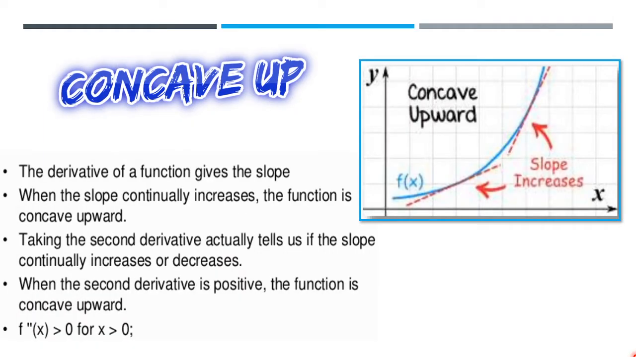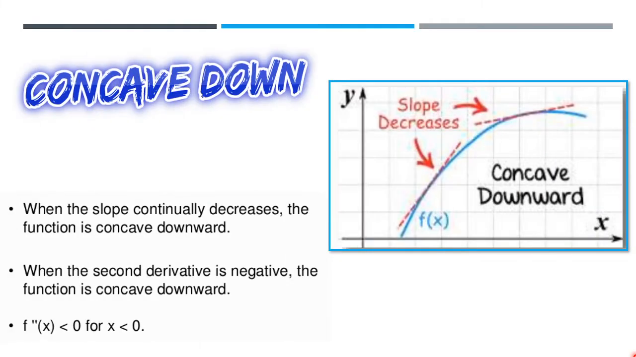Now, concave up. See, which type of graph is this? The derivative of a function basically gives the slope, and when the slope continuously increases, the function is concave upward. Taking the second derivative actually tells us if the slope continuously increases or decreases. When the second derivative is positive, the function is concave upward. Second derivative we learned in the last topic in last chapter. Second derivative basically tells us about the shape of the graph.